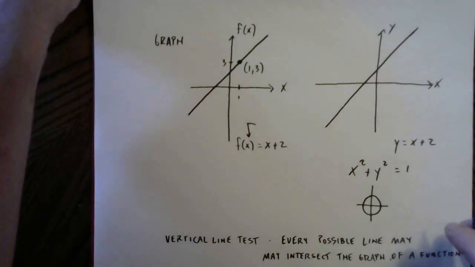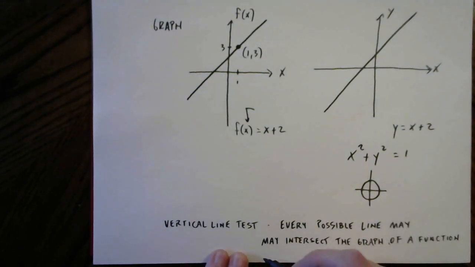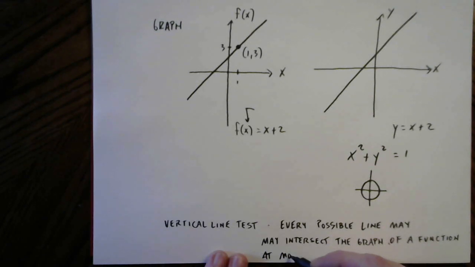I'm running out of room. At most once. You can cross the graph once, and it can cross 0, but once is the most. At most once, not twice, not 3.